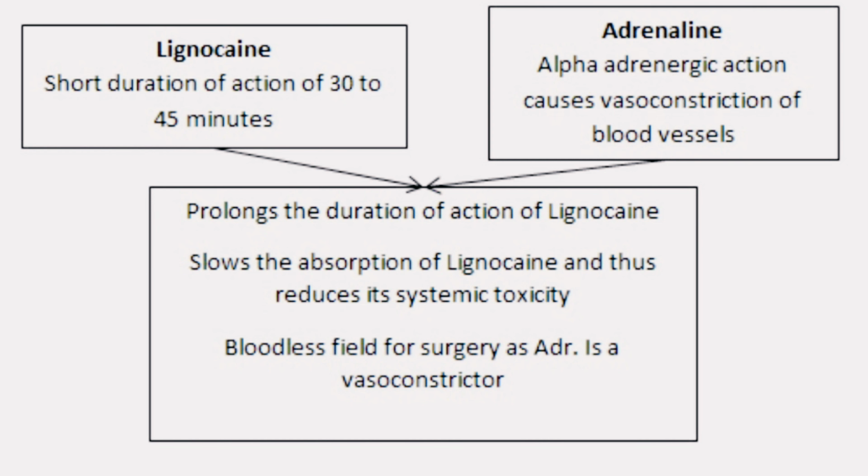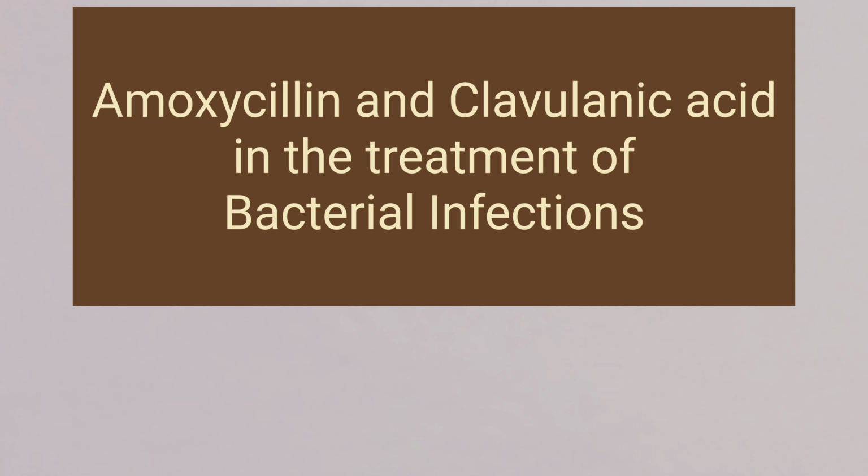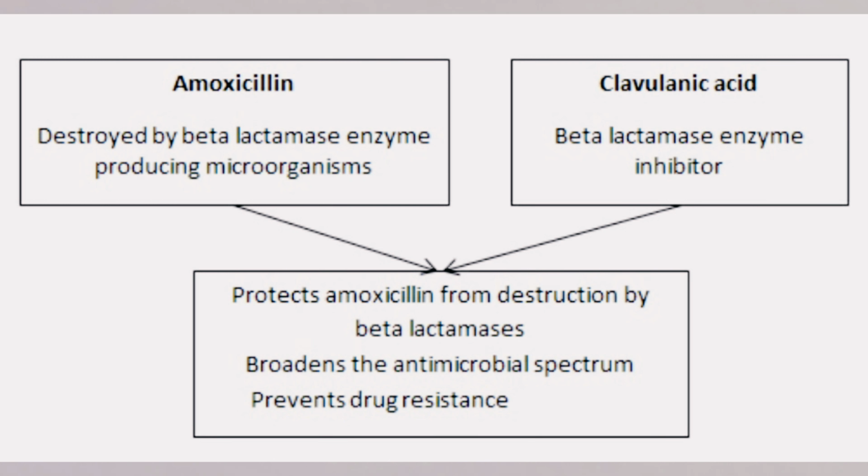Next example, the combination of amoxicillin and clavulanic acid. Amoxicillin is destroyed by beta-lactamase enzyme producing microorganisms, while clavulanic acid acts as a beta-lactamase enzyme inhibitor. By inhibiting the enzyme, it protects the amoxicillin from destruction by beta-lactamases. Thus, it broadens the antibacterial spectrum and prevents drug resistance. Thus, amoxicillin and clavulanic acid is combined for the treatment of various bacterial infections.